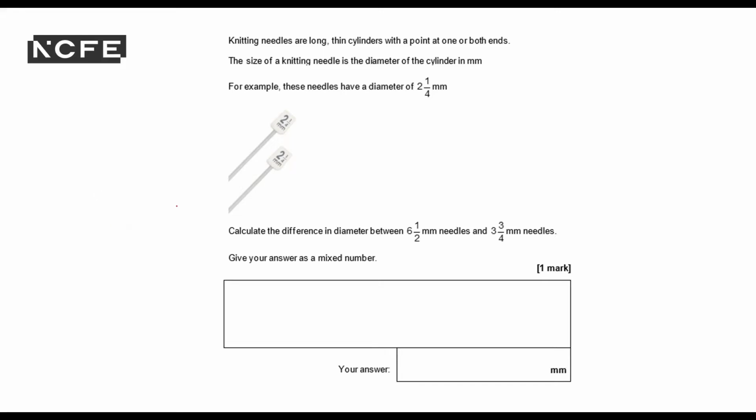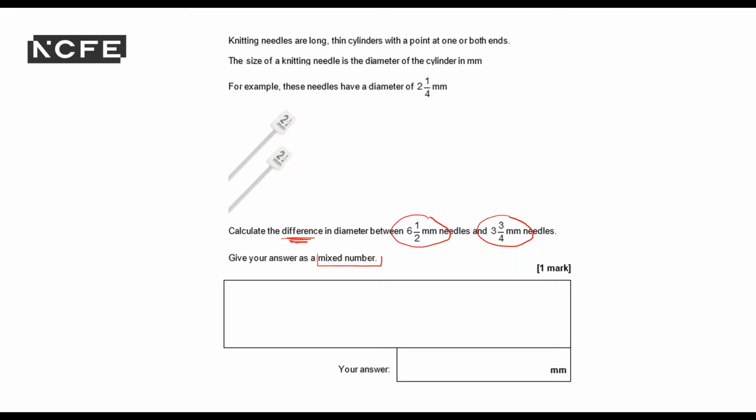So first thing I'm going to do is just highlight the key information. So that's the 2 types of needles that I'm comparing. I want to do the difference in the diameter, and I want to give my answer as a mixed number.